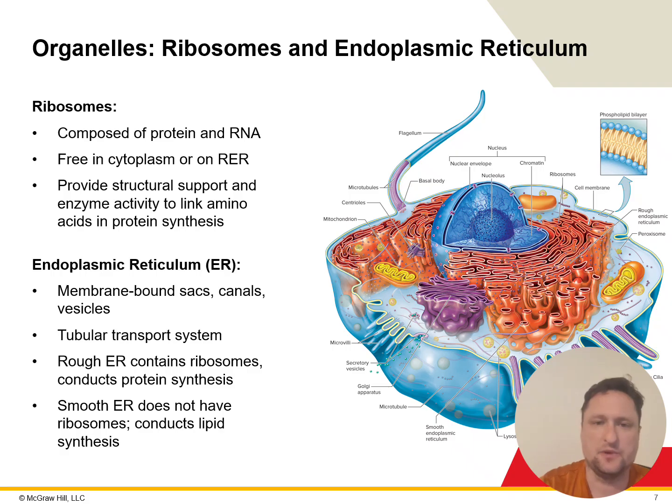The endoplasmic reticulum itself is a vast network of membranes that serves as a transport system. So the rough ER, which has ribosomes, is primarily involved in protein synthesis, while the smooth ER that does not have ribosomes is responsible for lipid synthesis and the detoxification process. These two regions work together to ensure the proper production and modification of macromolecules necessary for cell function.